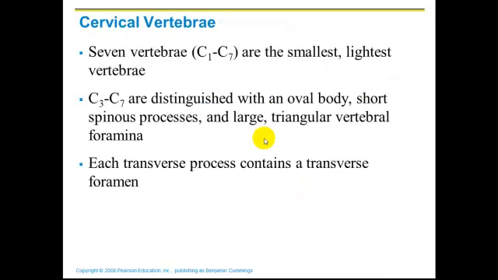So we'll start off with the cervical vertebrae. There are 7, C1 through C7. C1 and C2 are very special. They have a very unique shape, and they have their own names, and you will have to memorize these separately. Okay. C3 through C7 all have the same basic shape, where they have a very oval-shaped body, but it's very small. They have a fairly short spinous process. They have an almost triangle-shaped vertebral foramen. And the transverse process has a foramen. Okay, that's really the key thing here.